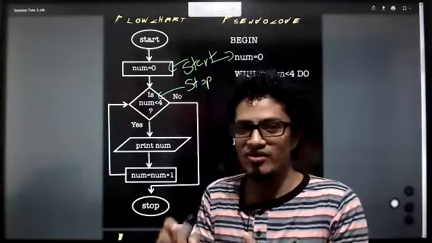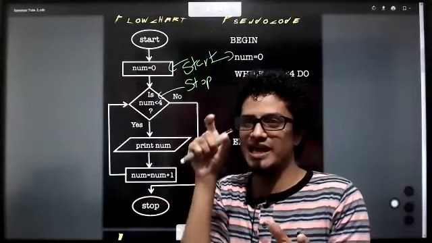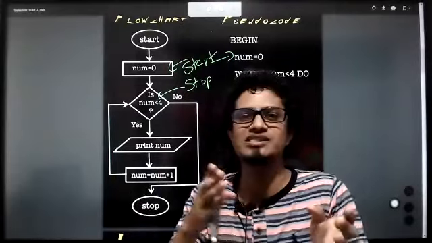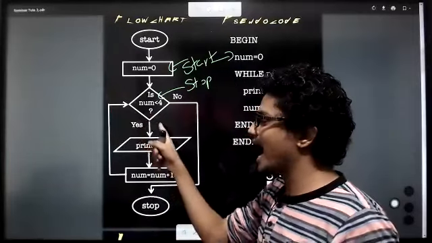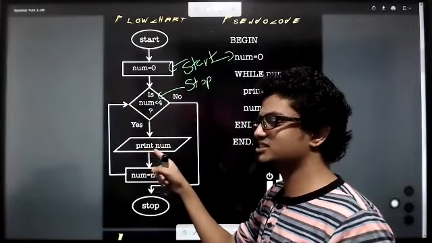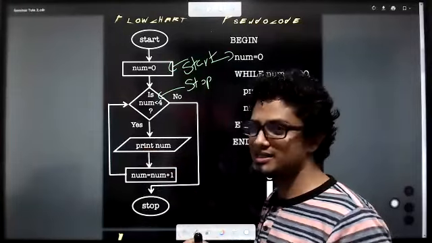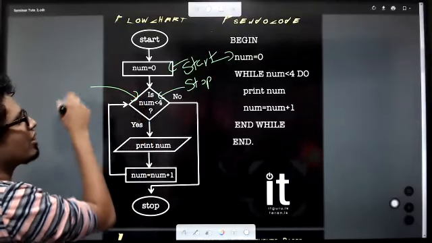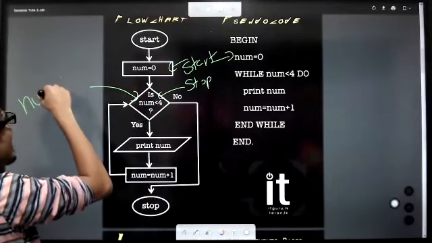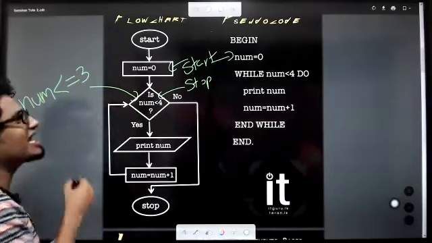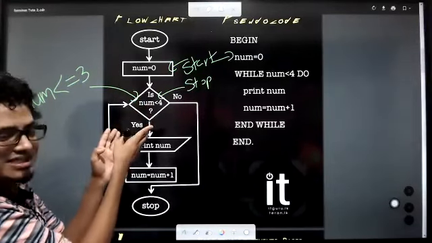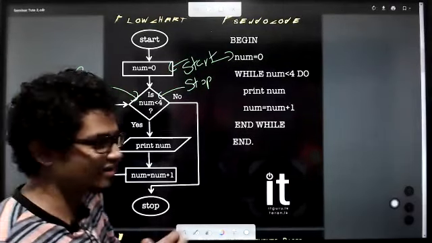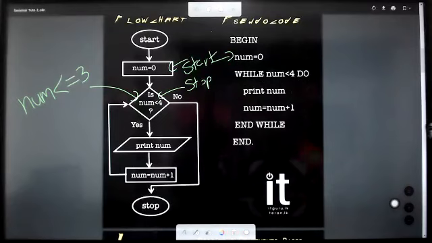Now, for example, when I say 0, prior to displaying the value 0, I'm checking whether that number is less than 4. Obviously, we know that 0 is less than 4. So it becomes true and it goes inside the condition and it says what? Print num. Now, without saying num less than 4, you can also say num less than or equal to 3. Both are equal. Even if you say num less than 4, that will be equal to num less than or equal to 3, kids.